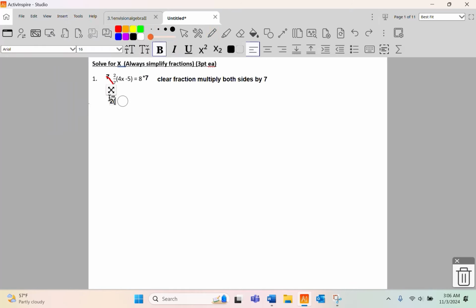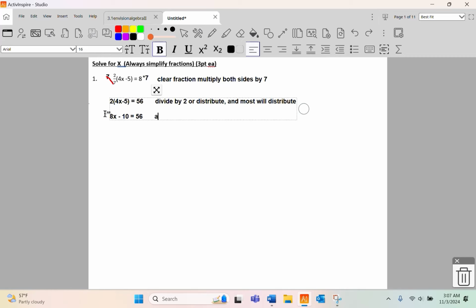So what do we have? We have 2 times 4x minus 5 is equal to 8 times 7, which is 56. The next thing I would do would be to divide by 2. Actually, let me repeat that. You can do one of two things. You can divide by 2 or distribute, and most will distribute. So if we distribute, we'll have 8x minus 10 equal to 56.